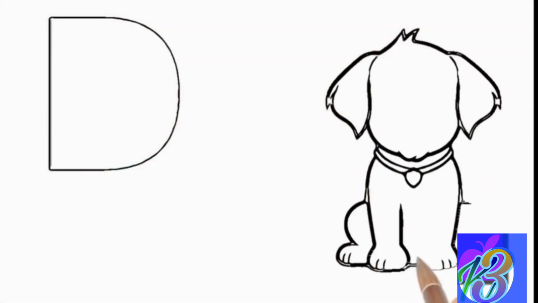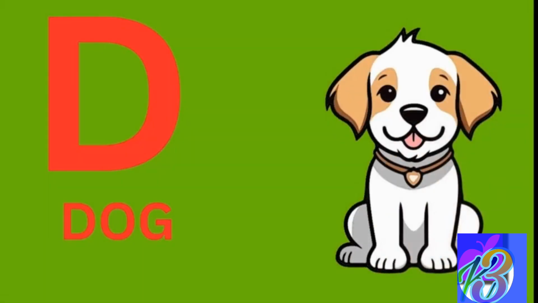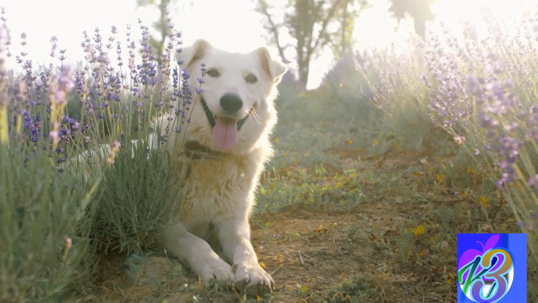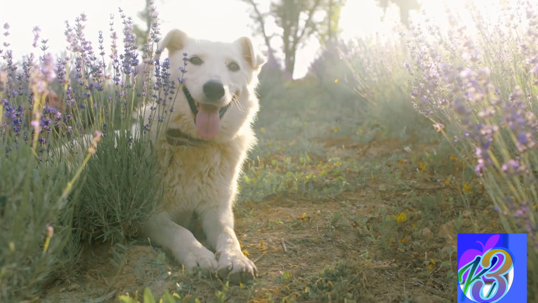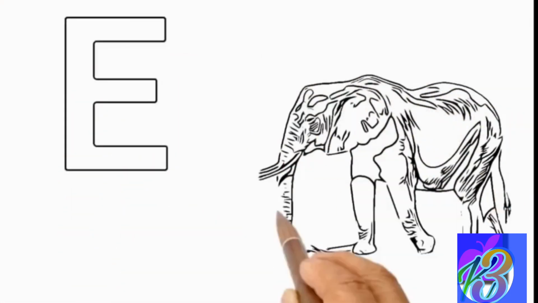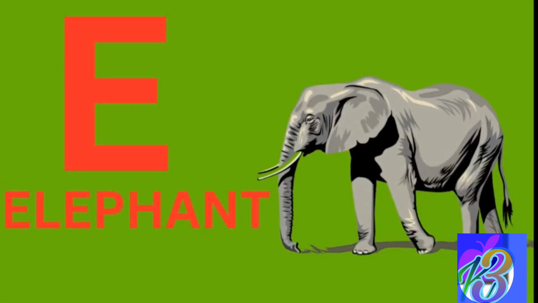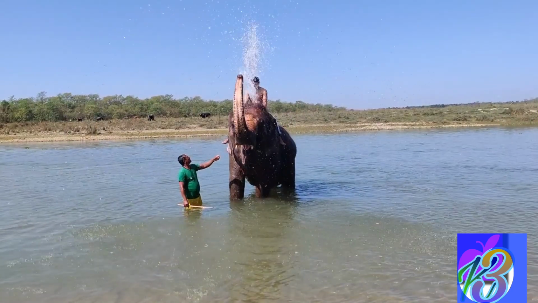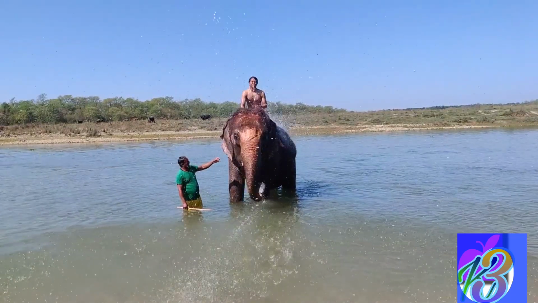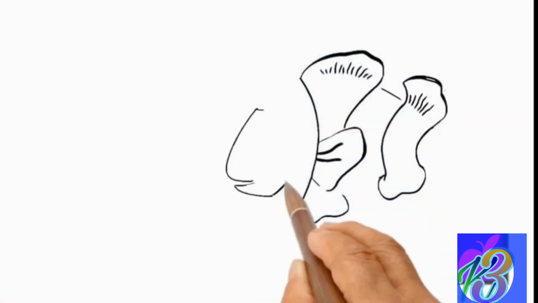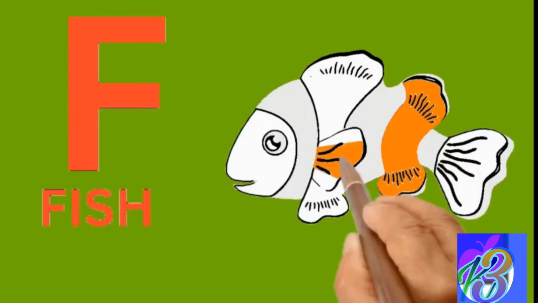D. D for dog. E. E for elephant. F. F for fish.